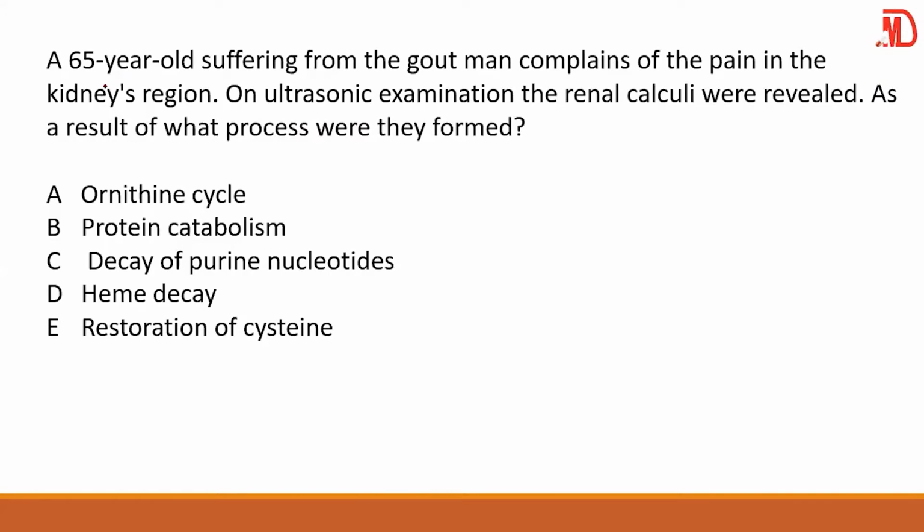So we have a 65-year-old suffering from gout. Again, if you were here yesterday, you will know what gout is. Gout is an increase in what? Uric acid in the blood. And these accumulate in the joints, start causing pains in the joint. Now we are saying that this man is suffering from gout and is complaining of pain in the kidneys region. Ultrasound revealed renal calculi.